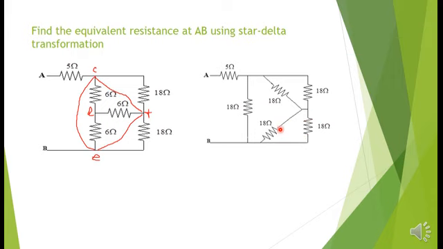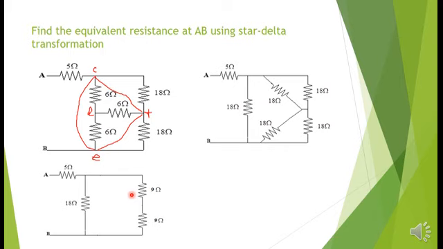So you can simplify. What is the parallel simplification? R1 R2 divided by R1 plus R2. So that is 18 into 18 divided by 18 plus 18, which results in 9 ohms. Similarly, this is reduced to 9 ohms. So the network becomes like this: 9 ohms and 9 ohms. Now these two 9 ohm resistors are connected in series, so it becomes a single resistance of 18 ohms.